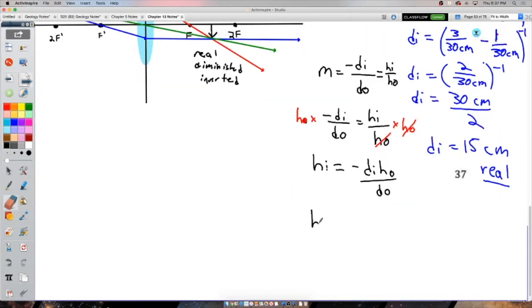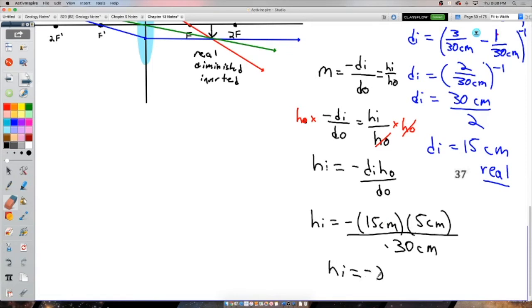So multiplying both sides by HO, we get that HI is equal to negative DI times HO over DO. And let's go ahead and plug in. By the way, you could really quickly here just pull out the magnification. Negative DI over DO is magnification. So we have negative 15 over 30. The magnification will be negative 0.5. So this thing should look half as tall, but inverted, right? So we're going to get that HI is negative 2.5 cm.